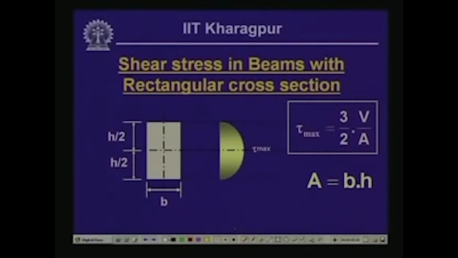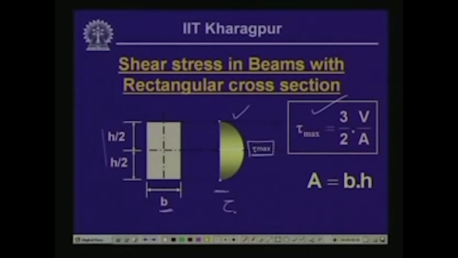Let us look once again at a beam having a rectangular cross section of width b and height h, when subjected to loads and thereby shear forces. The distribution of the shear stress is as shown. It is a parabolic distribution having maximum shear stress at the neutral axis, which we call tau max, and the shearing stresses at the outer surfaces are 0, and it varies in a parabolic manner. The maximum shear stress is given by this expression, which is 3 by 2 V by A.